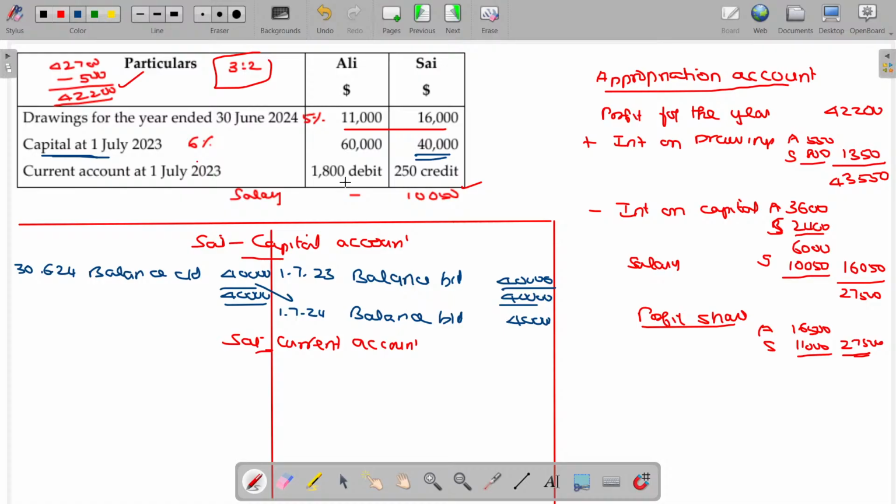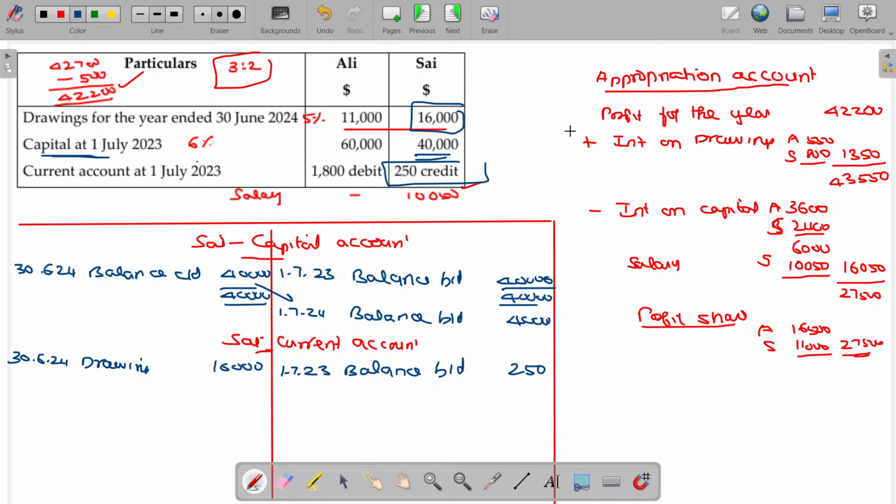Now we'll move on to the current account of Sai. Current account of Sai being 250 credit on the same date, 1st July 23, balance brought down 250. Don't forget to immediately post the drawings of Sai on that same date. This will be for the year end, 30th June 24, drawings. This value being 16,000.